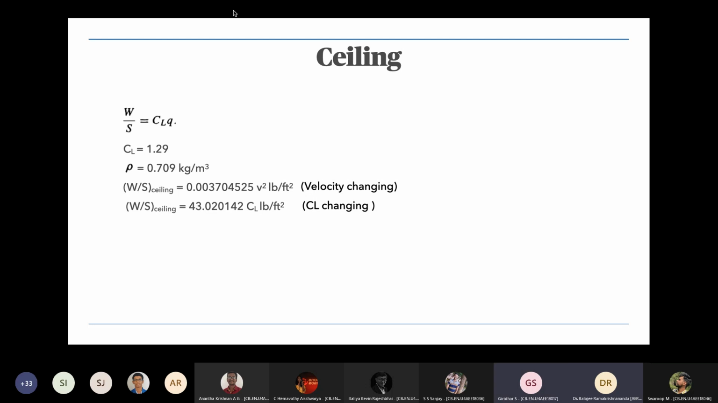Now, if density is less, what does it mean? You're climbing higher. So on the right hand side, half rho v squared: if density increases, W by S will increase. If density decreases, W by S will decrease. Now, you can allow a lower density. So a lower W by S than what we calculate is feasible. You got my point?